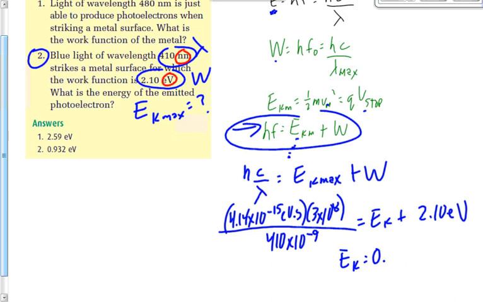Actually, you know what? I think I remember from last semester, I think I remember this question. The answer in the book was wrong. I think it is 0.929. 0.929 electron volts. Does that work?